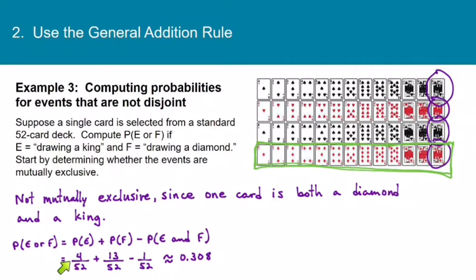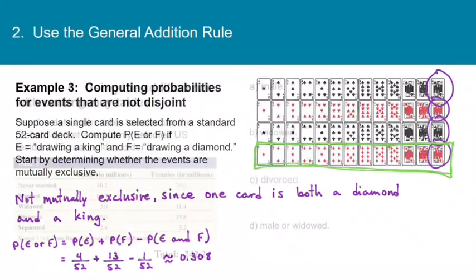Now I want to make sure that you are doing this the easiest way possible, so you don't really have to go 4 over 52 plus 13 over 52 minus 1 over 52. What you really can do for a shortcut is just say 4 plus 13 minus 1, get your answer there, that would be 16, and then divide that by 52, and it'll give you the same thing with a lot less typing on the calculator.